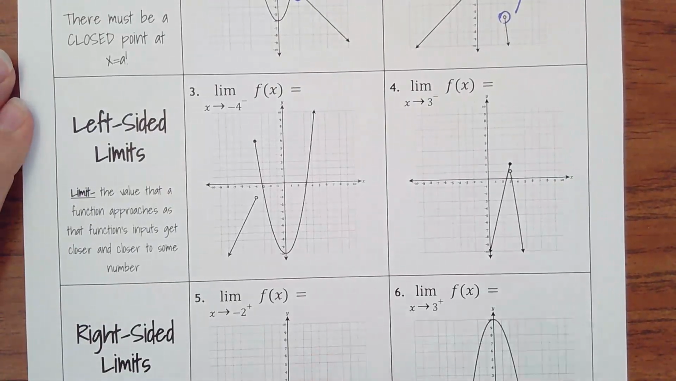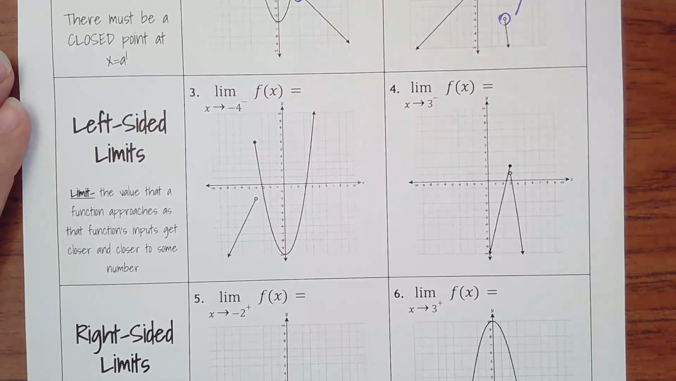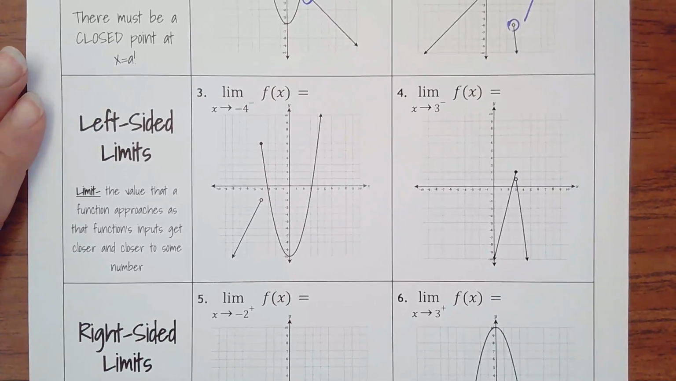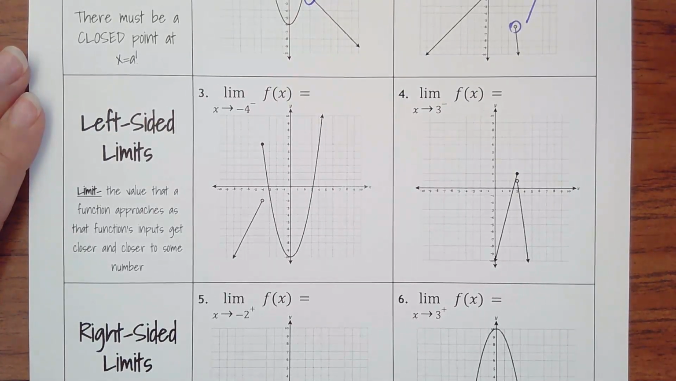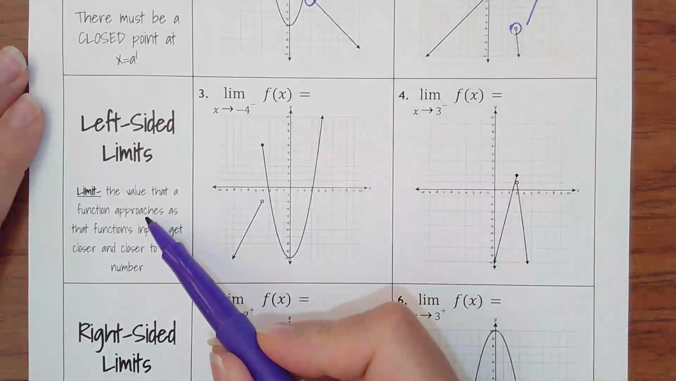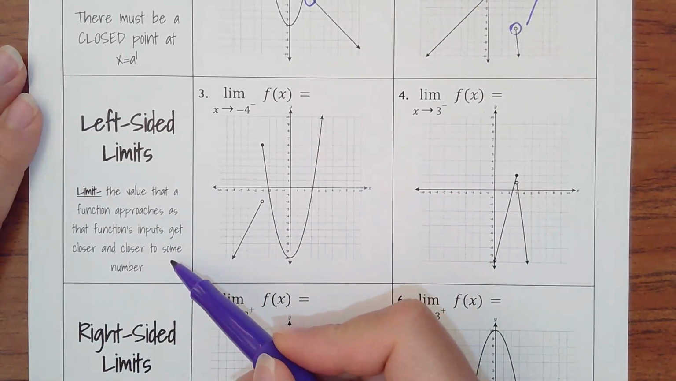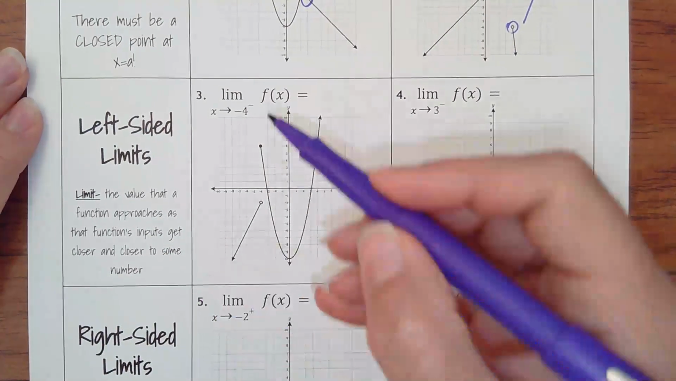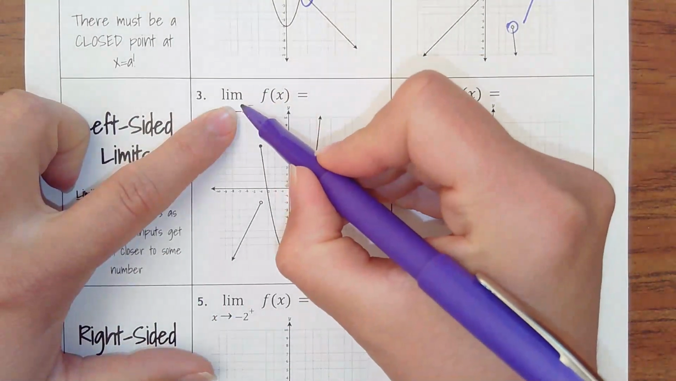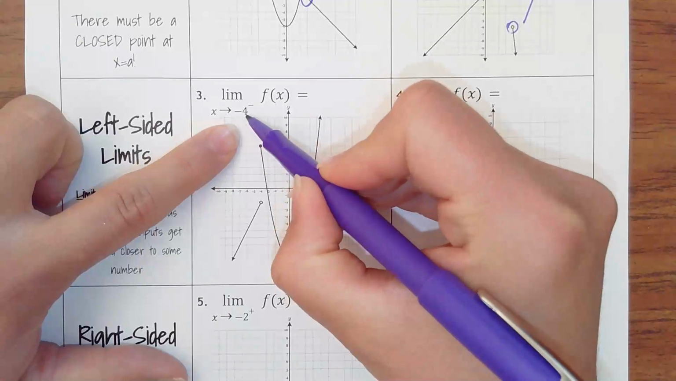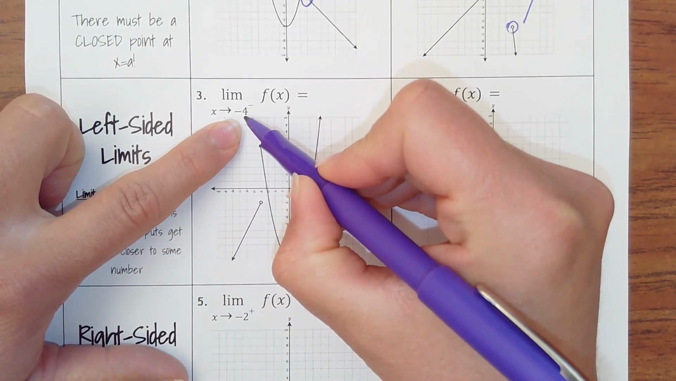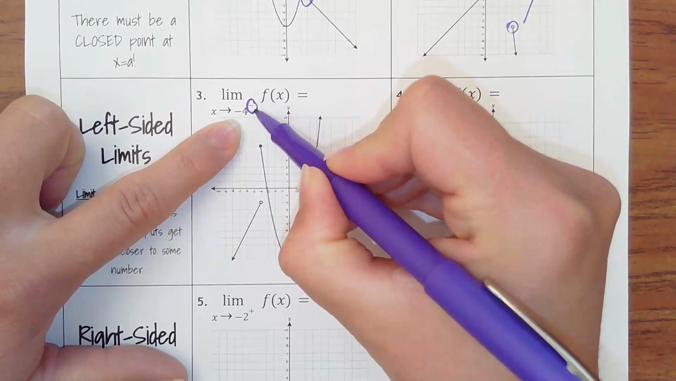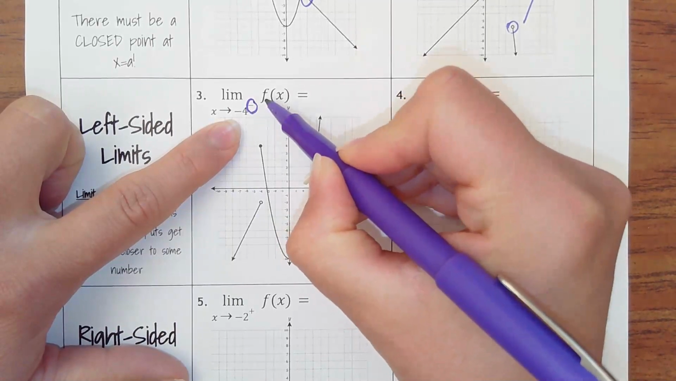A limit is not the same as a function value. That's why they're both in this lesson, to distinguish between them. A limit is what y value we are approaching, as we get closer and closer to that x value. So it'll look like this. It'll say LIM for limit as x approaches your number, -4, from the left of your function f of x.